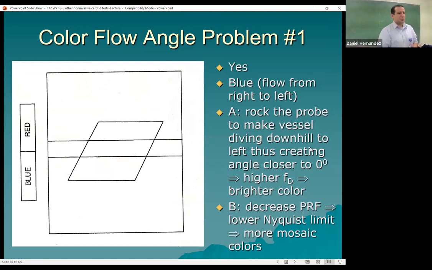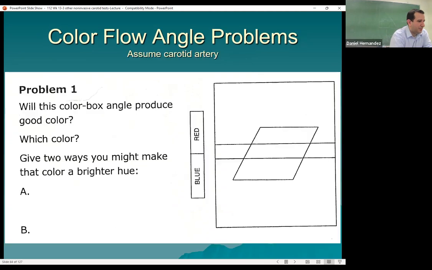If we want to increase those hues, we can try rocking the probe to make the vessel dive downhill, thus creating an angle closer to 0. We can also play with our scale or lower our PRF. So if we wanted to make those hues brighter, we can lower our PRF or our scale to make those shades brighter in here. Or we can try and heel toe it, make it run more, dive more to give more of a Doppler shift on it, closer to 0 degrees.